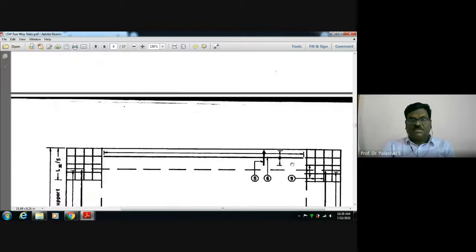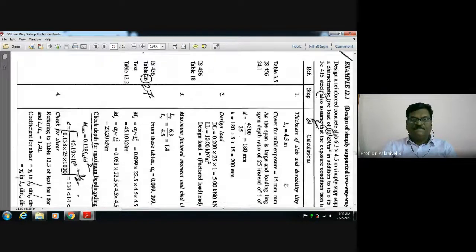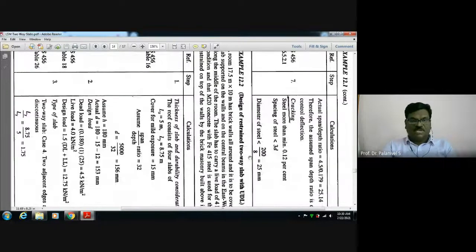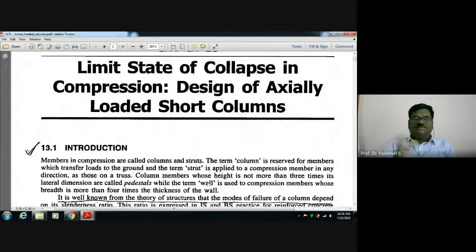That's all about top steel. Today I thought of starting even the design of short columns. With this, your third unit is over. Just see, the notes are there for the design. I'm going to start it next class. I thought of starting it today, but I will start it in the next class.